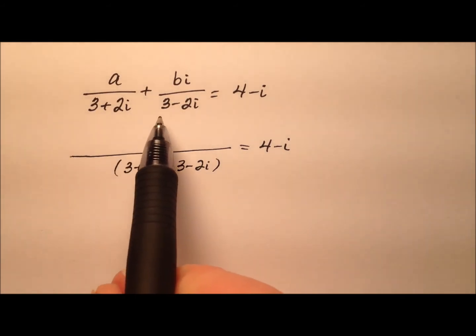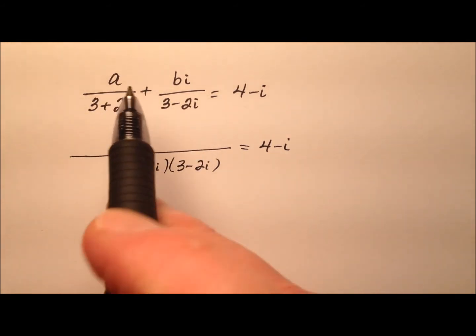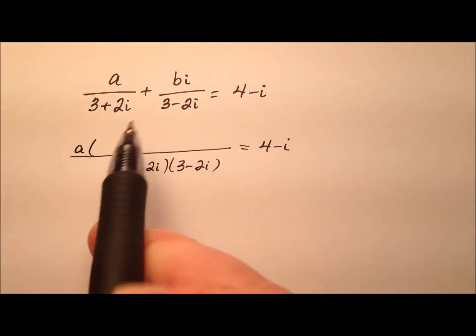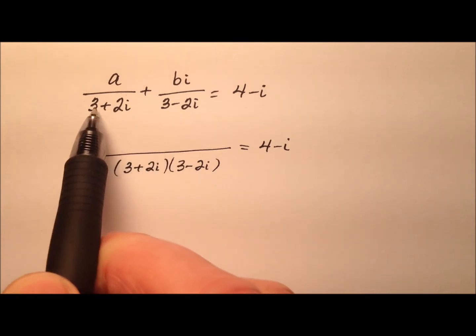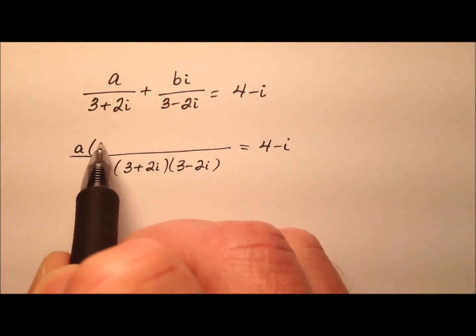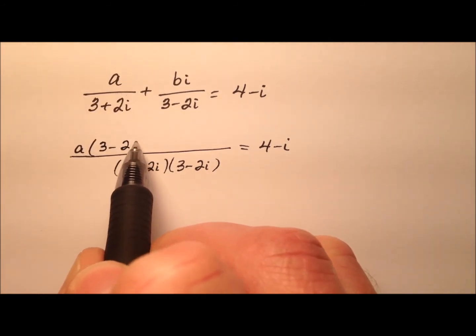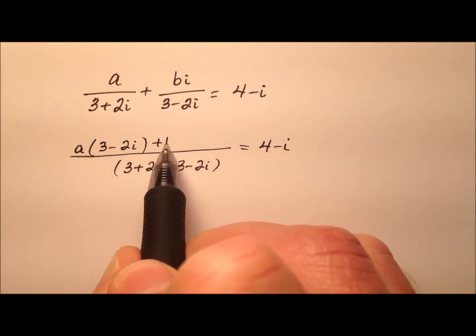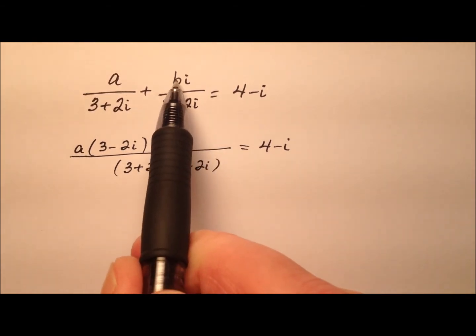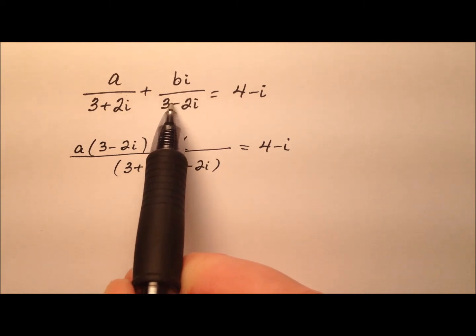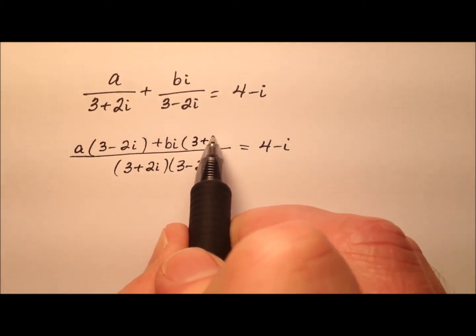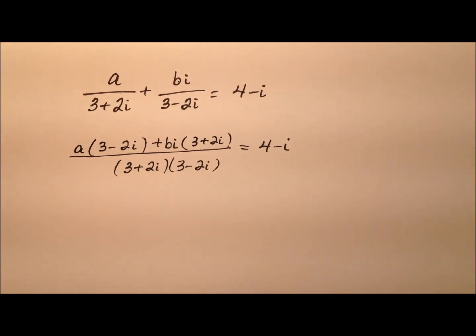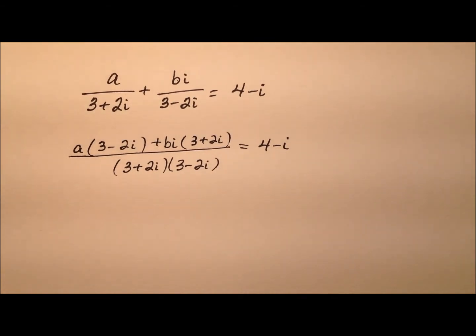And of course, the process of getting common denominators is I have to multiply this first fraction in the numerator by whatever denominator I didn't have here. So this one's 3 plus 2i, so I'm missing the 3 minus 2i. And the next numerator, which is bi, we have the 3 minus 2i in the denominator, but the factor we're missing is 3 plus 2i. So I'll go ahead and put it there.